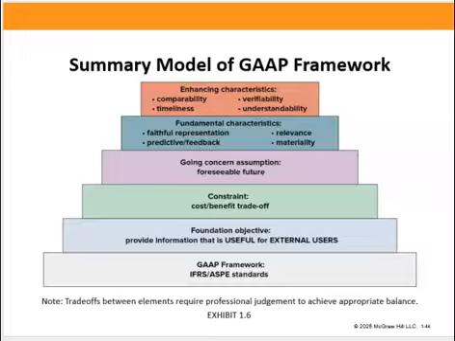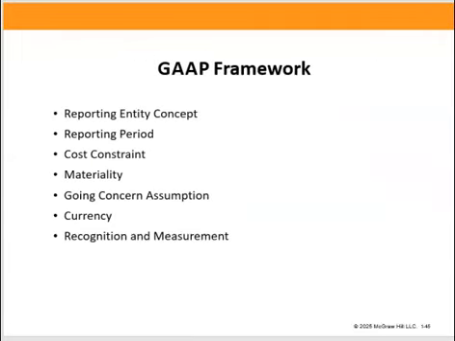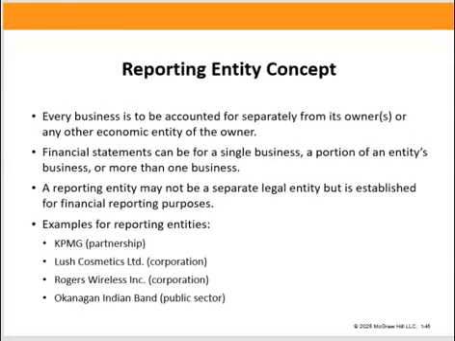I'm going to go back to the beginning of the Generally Accepted Accounting Principles Framework, just to ensure this was covered. This is going to be an overview of the information. The Generally Accepted Accounting Principles Framework covers the reporting entity concept, reporting period, cost constraints, materiality, going concern assumption, currency, and recognition and measurement. Again, I'm going to keep it at a relatively high level.